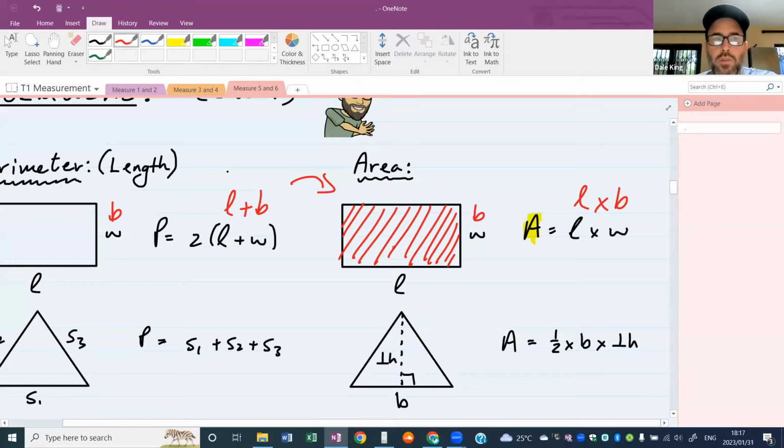Perimeter is walking along the boundary line to give you length, but area is all the space between the boundary lines. Please don't forget that. Okay, so that's the rectangle done. Now, squares act in the same way. I haven't drawn a square on you, but they act in the same way.